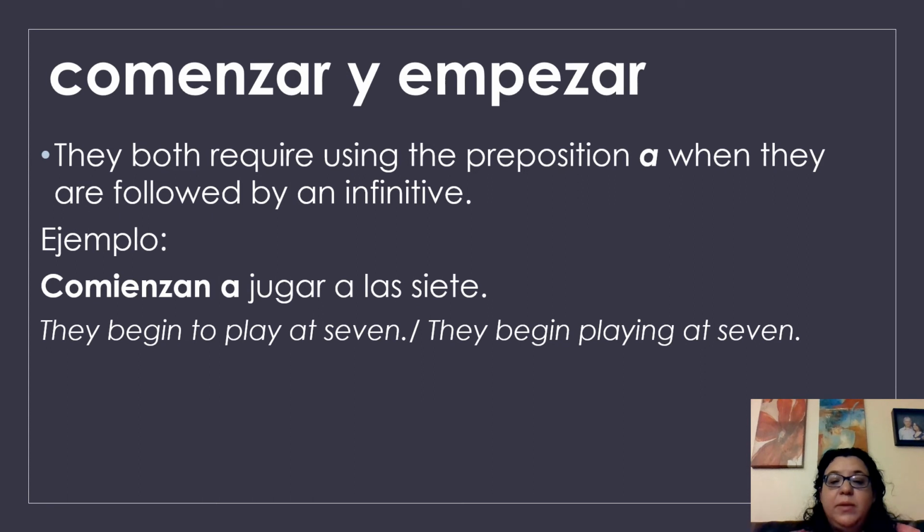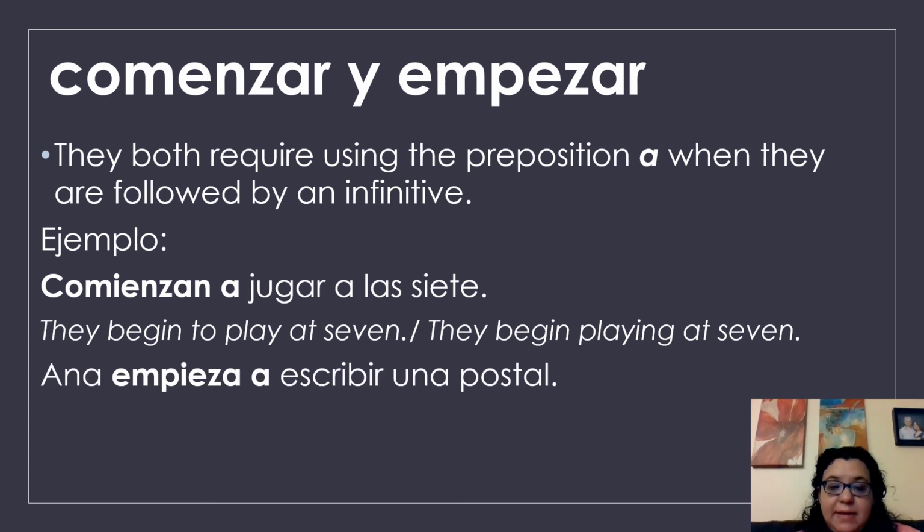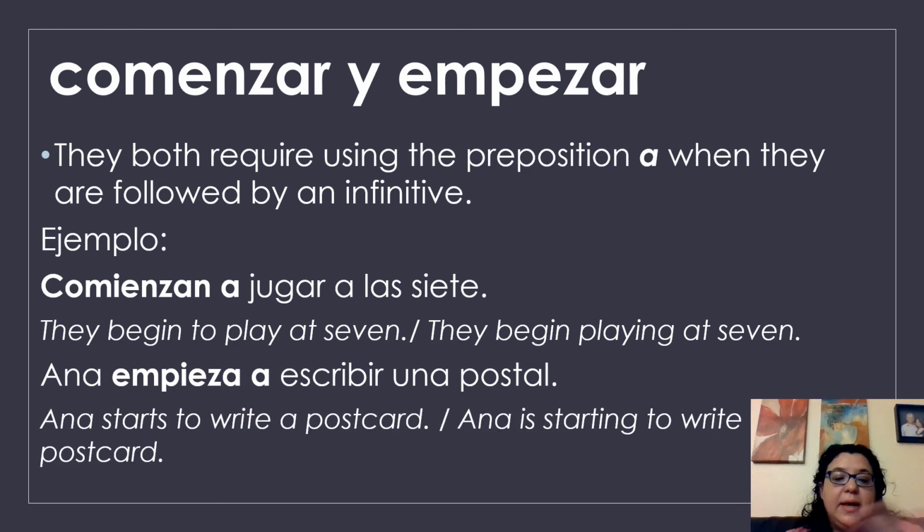They begin to play at 7, or they begin playing at 7. Ana empieza a escribir una postal. Ana starts to write a postcard. Ana's starting to write a postcard. Now, this is very important because not all verbs need that preposition a. Many times we can just put the two verbs together and it will be fine. But in this case, for the verb comenzar and the verb empezar, we have to add that preposition a. So please make sure that you take notes of this.